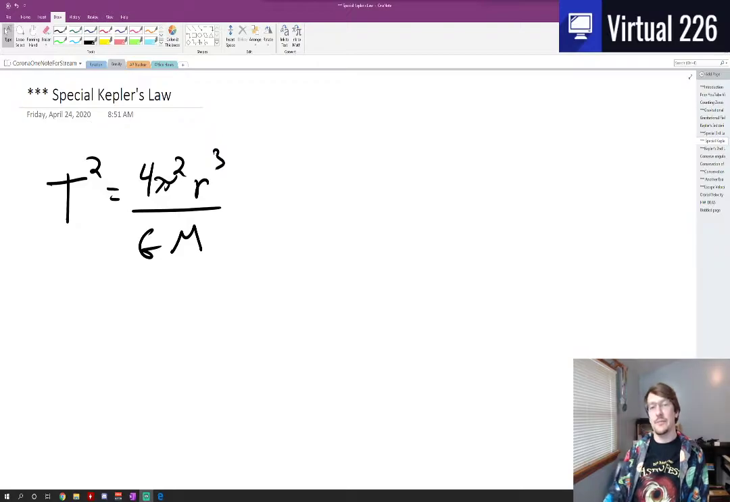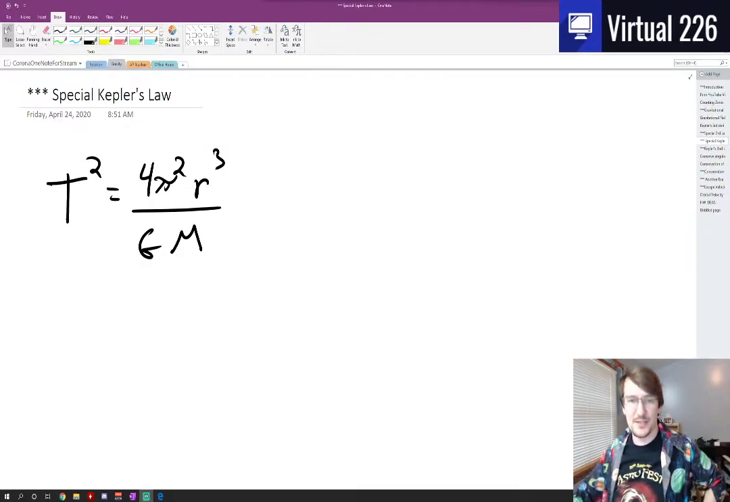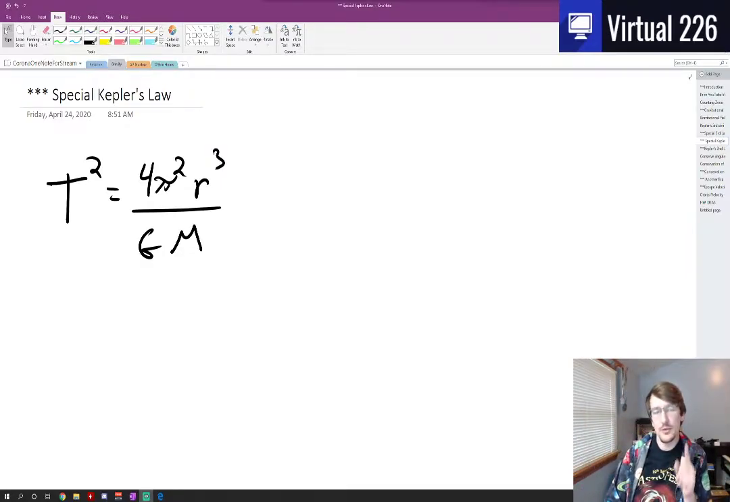Remember Kepler's law? T squared equals 4 pi squared r cubed over GM. This is a super annoying equation because time, the period here, is in seconds, and mass is in kilograms, and radius is in meters, and space meters are giant because space is huge. I'm going to show you how to get this equation into something way more friendly.